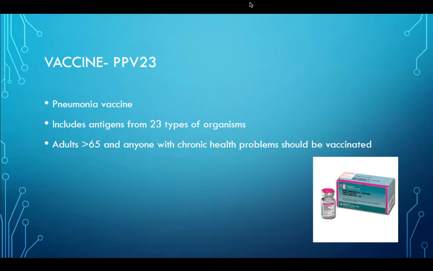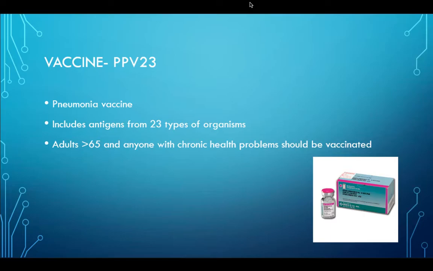And one of the vaccines we can give is the pneumonia vaccine. The PPV23 includes antigens from 23 different types of organisms. Adults over 65 and anyone with chronic health issues should be vaccinated. And patient education about vaccination is important in the prevention of pneumonia. Nurses should encourage people older than 65 and those with chronic issues to receive a vaccine against pneumonia.